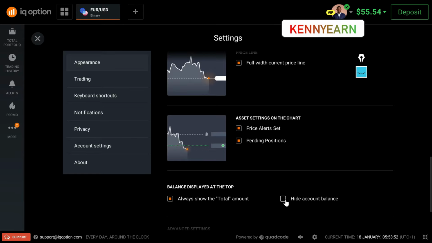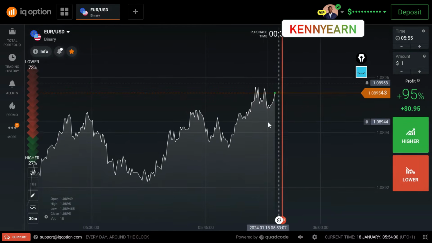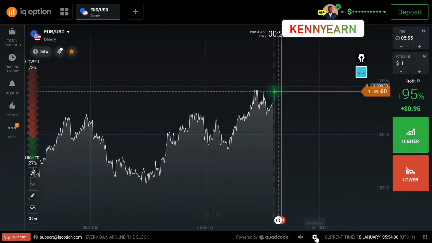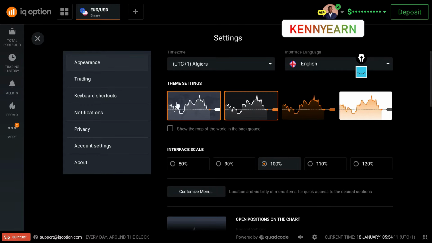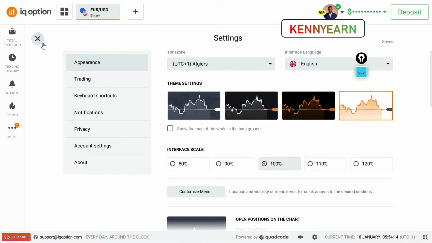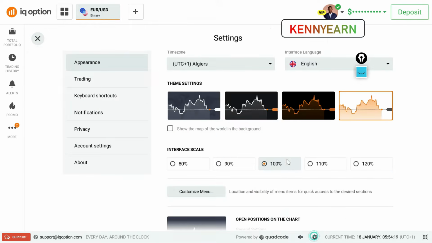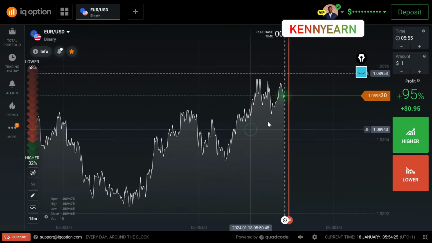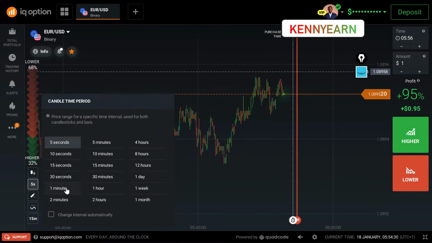So I usually love keeping my balance hidden so that if I'm trading, I'm focused on the chart. I'm focused on what the market is telling me. I'm not focused on how much am I making or how much am I losing, so I don't get emotional. And then here you can use dark theme or white theme, but I'm just gonna go with the dark. And then the first thing you want to do is to put this on candles and then 1 minute.